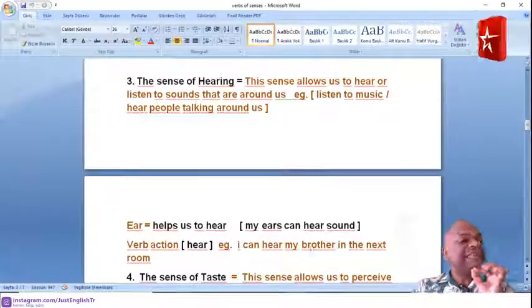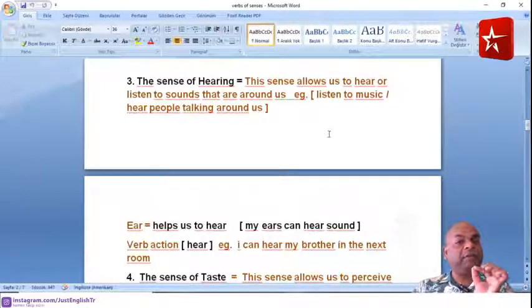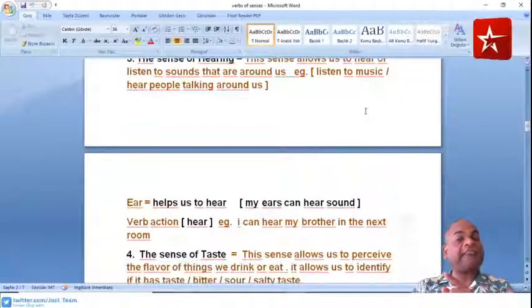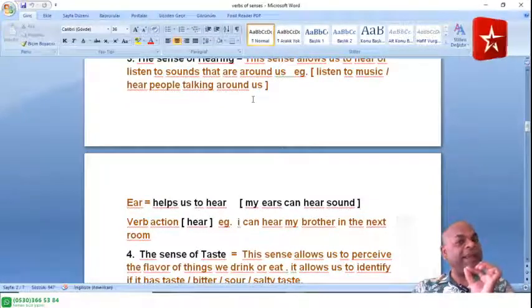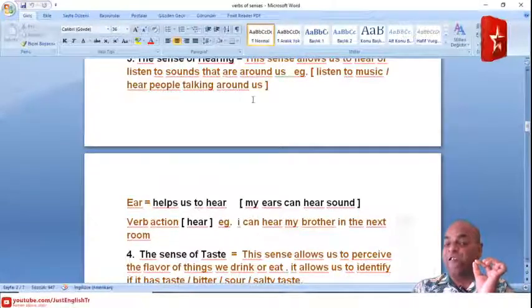Let's take a simple example. Listen to music and hear people talking about us. That is, for example, a sense of hearing.